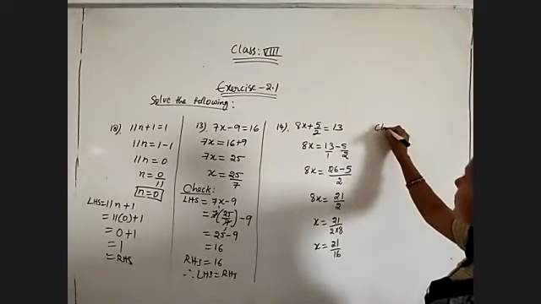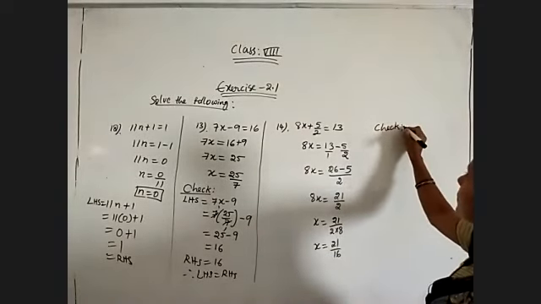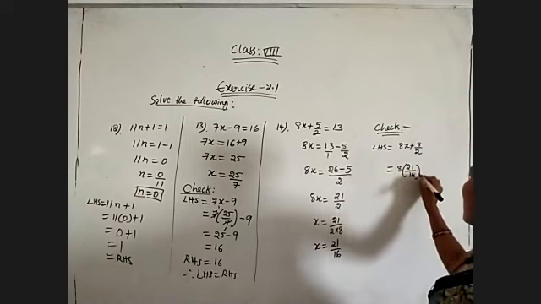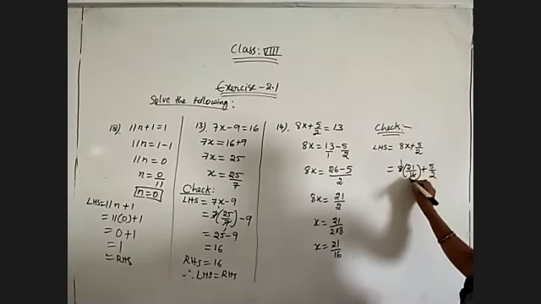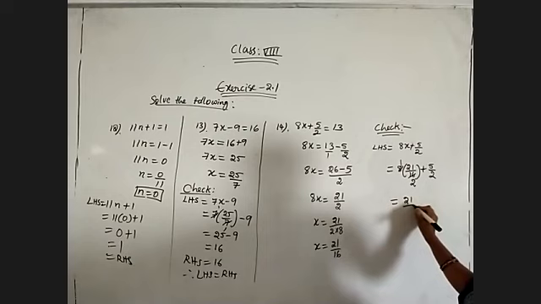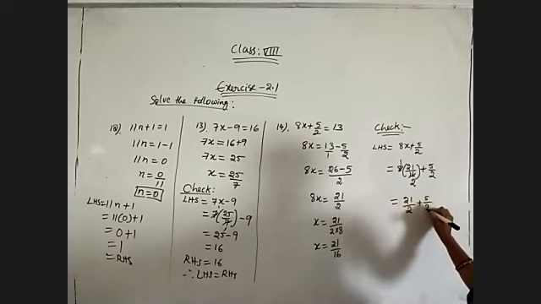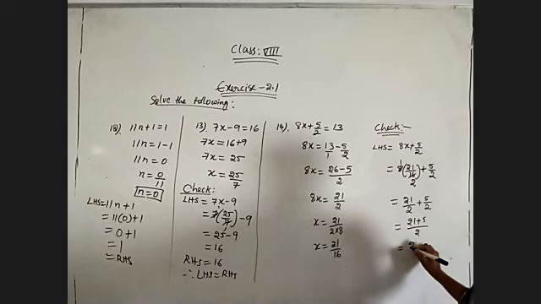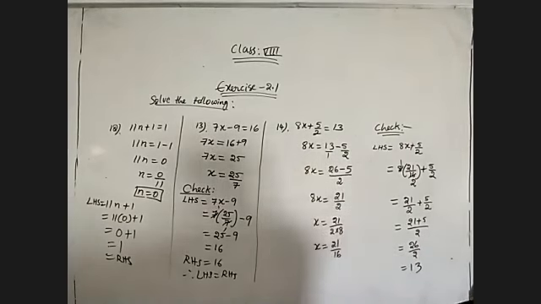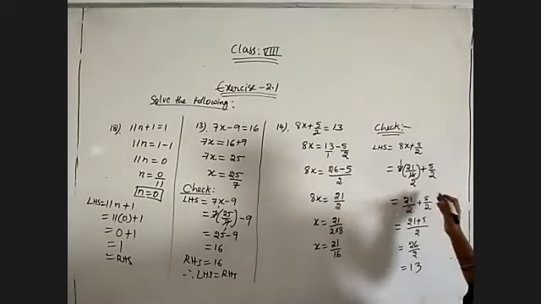Now check. LHS of the given equation is 8x plus 5 by 2. So substitute the x value here: 8 into 21 by 16 plus 5 by 2. 8 ones are 8, 8 twos are 16, so 21 by 2 plus 5 by 2 we have now. That is nothing but 21 plus 5 by 2, which is equal to 26 by 2. 26 by 2 is nothing but 13. So that is RHS. Whatever x value we got, that is correct.